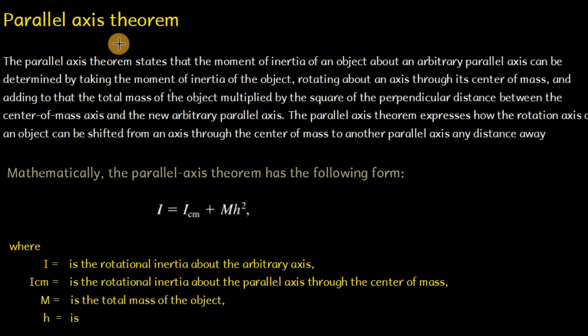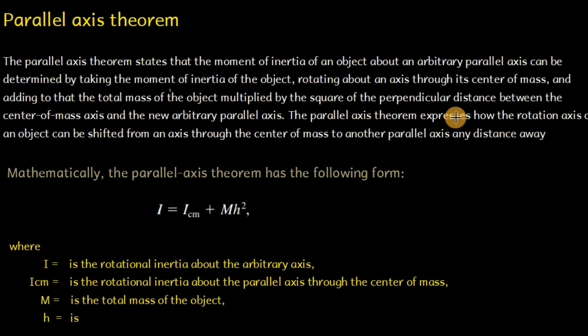पैरेलल एक्सिस थ्योरम स्टेटमेंट कुछ इस तरह है। The parallel axis theorem states that the moment of inertia of an object about an arbitrary parallel axis can be determined by taking the moment of inertia of the object rotating about an axis through its center of mass and adding to that the total mass of the object multiplied by the square of the perpendicular distance between the center of mass axis and the new arbitrary parallel axis.